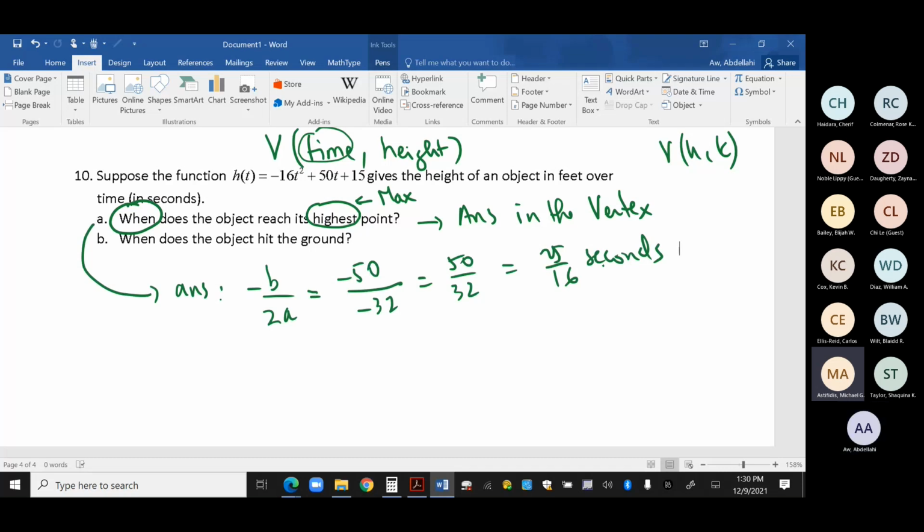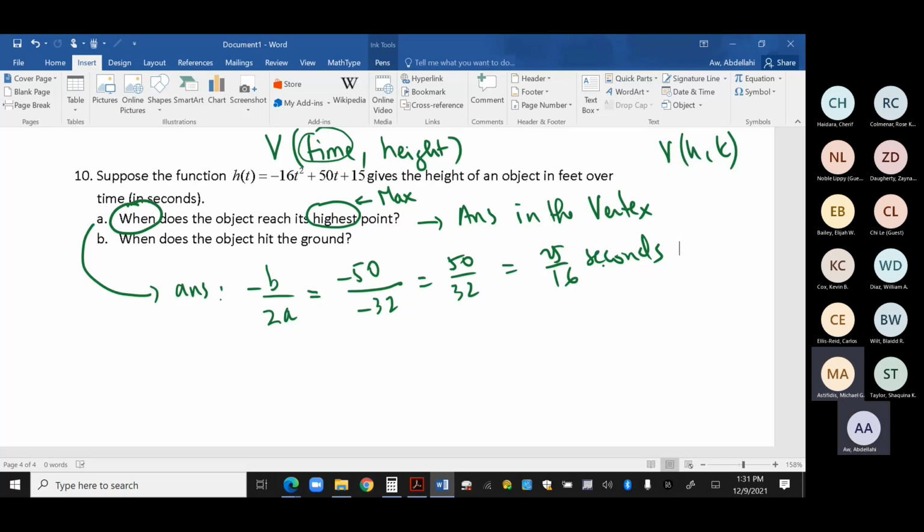Now, if there was another question that says, what is the highest value? What is the highest height? What is the maximum height? Then you're going to plug in that number. You're going to find H of that number, okay? If I understand that, this answer can be very, very quick to find.